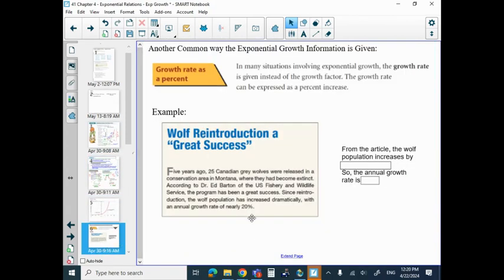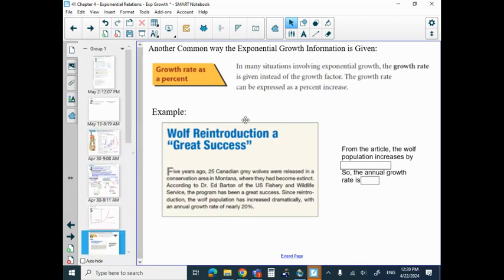Another common way to give the exponential information, we should cover that too. Sometimes, instead of a doubling factor or a tripling factor or a quadrupling factor, you're given a growth factor, and it's often written as a percent. Here's a little example of a wolf reintroduction project where they introduced 25 Canadian gray wolves in Montana, and when they studied the population, they found it was increasing at an annual growth rate of 20%.